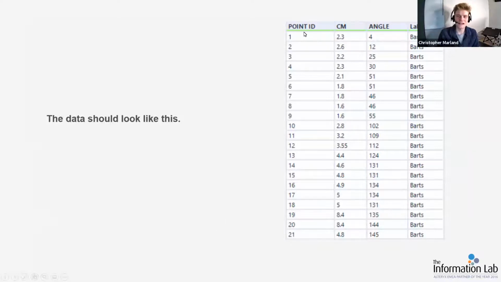So we had a point ID so that we know which order to dot these in. The centimeter distance on the blueprints between the center point and the outline point, and the angle of that. And then the label was quite unnecessary, but I put it in there just in case.